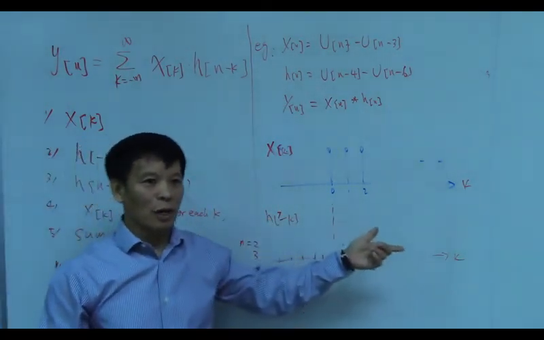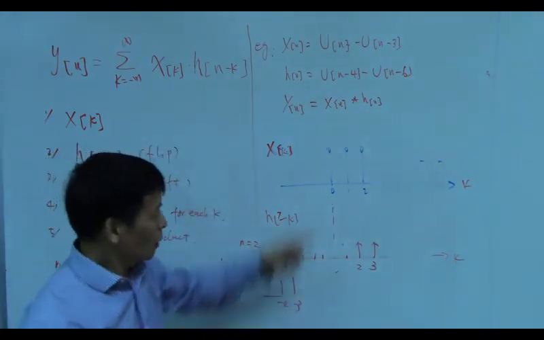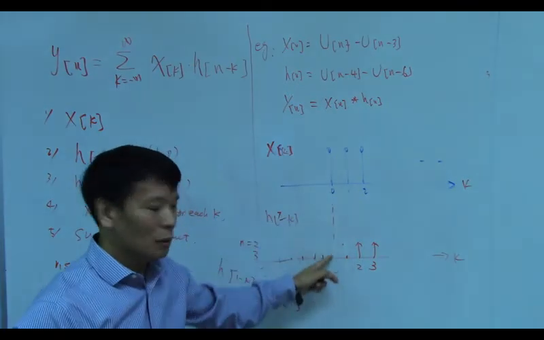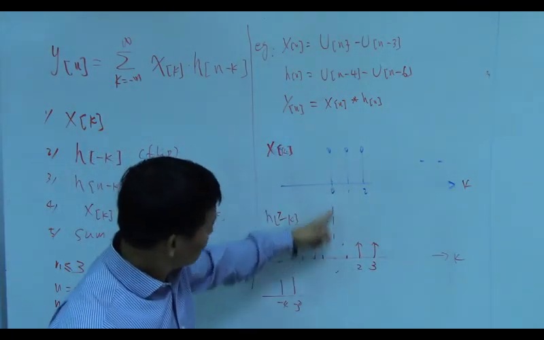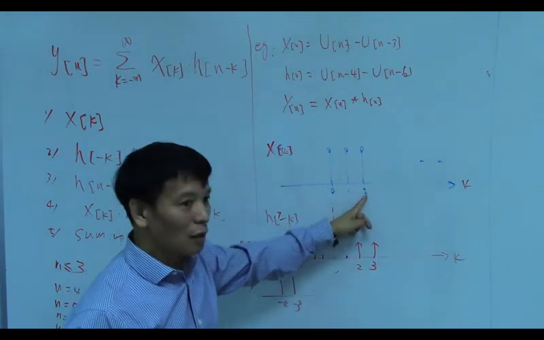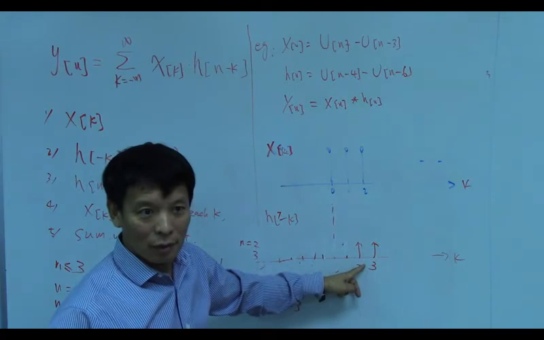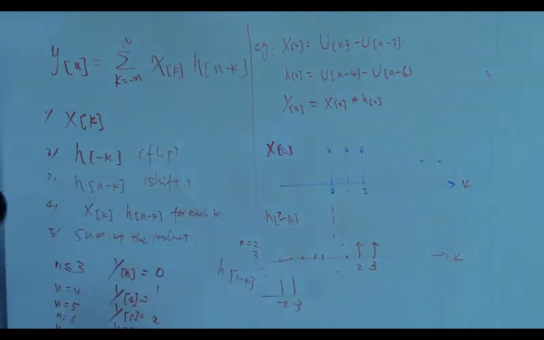Flip, shift to the right by 7 seconds, that gives us this one. Now you multiply this one; others you don't need to consider because they are all zeros. This one, nothing. This one, nothing. This one here, 1. This one, nothing. So the result will be equal to only 1.